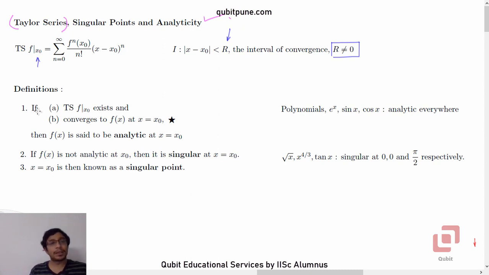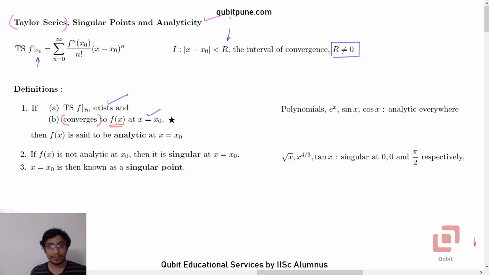Point number 1. If we are given that the Taylor series exists and converges to f of x at x equal to x0, then f of x is said to be analytic at x equal to x0. Now you may ask, what does the second point mean? We are under the impression that if at all the Taylor series of a function converges, it has to converge to f of x, don't we? But now I will show you with an example that this may not always be true.